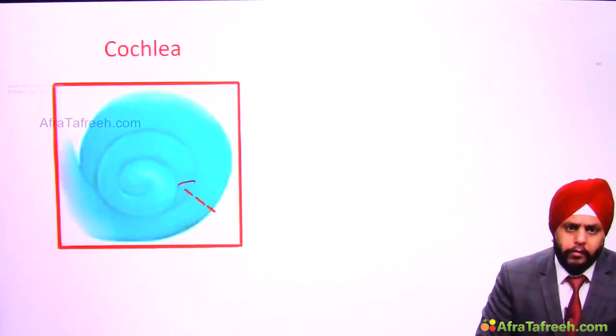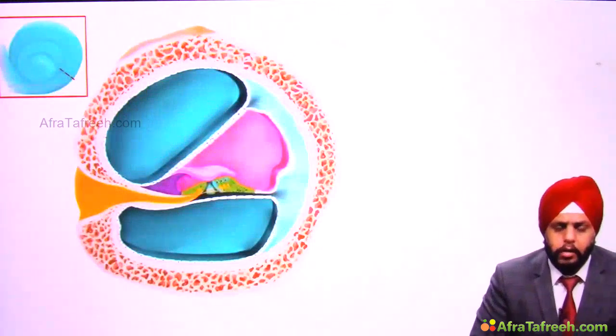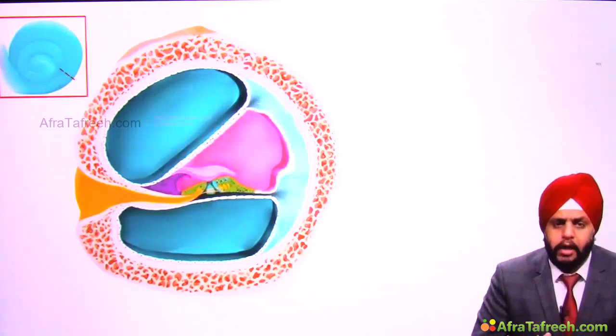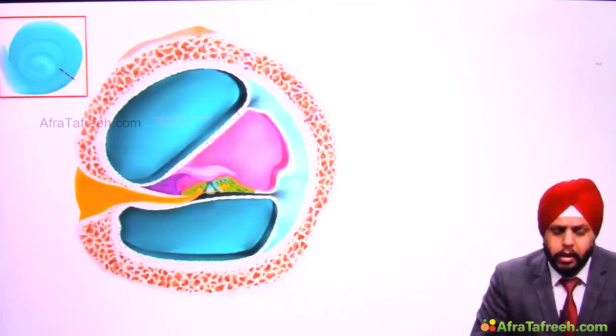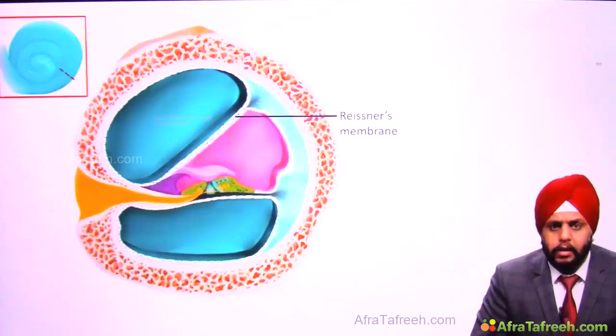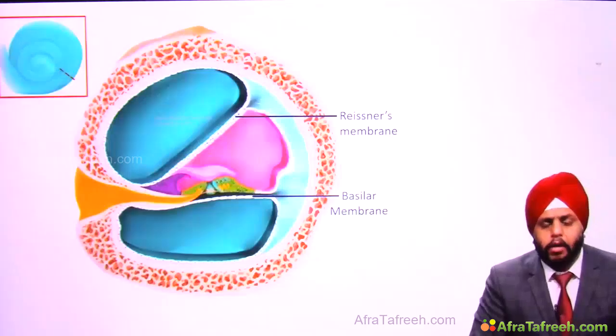Let's take a cross section over here. So this is the cross section of the cochlea. Now what do we see? We know the cochlea, the bony labyrinth. Inside that there is a membranous labyrinth, and this membranous labyrinth has two membranes. You see, it has a Reisner's membrane and a basilar membrane. Now with the help of these two membranes, it divides the cochlea into three parts.